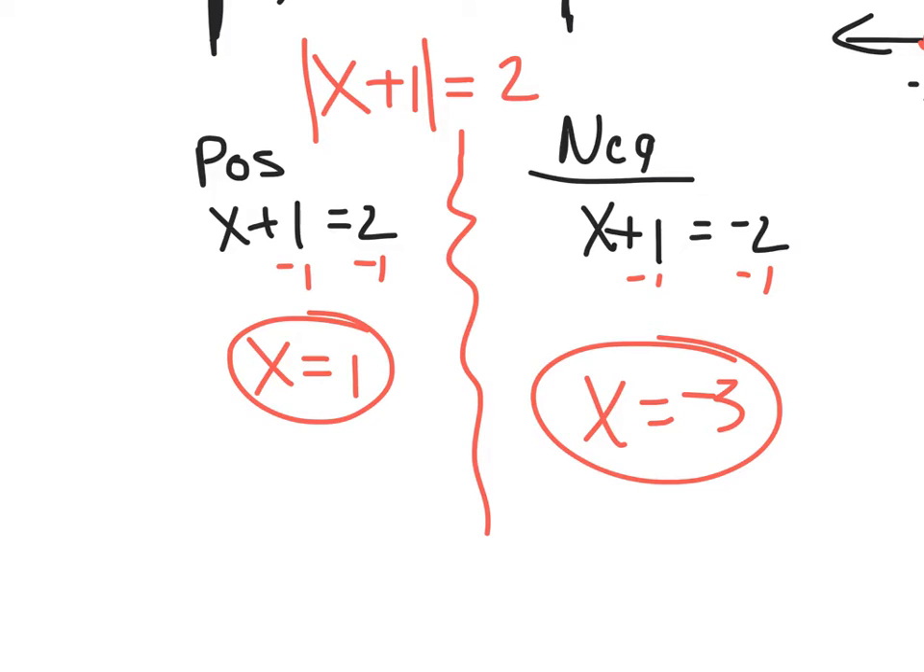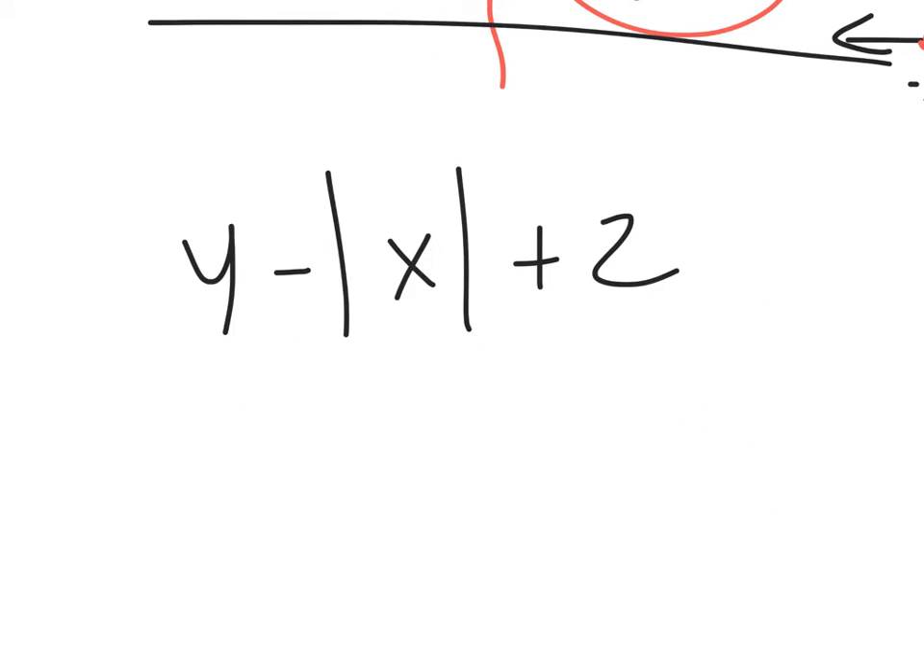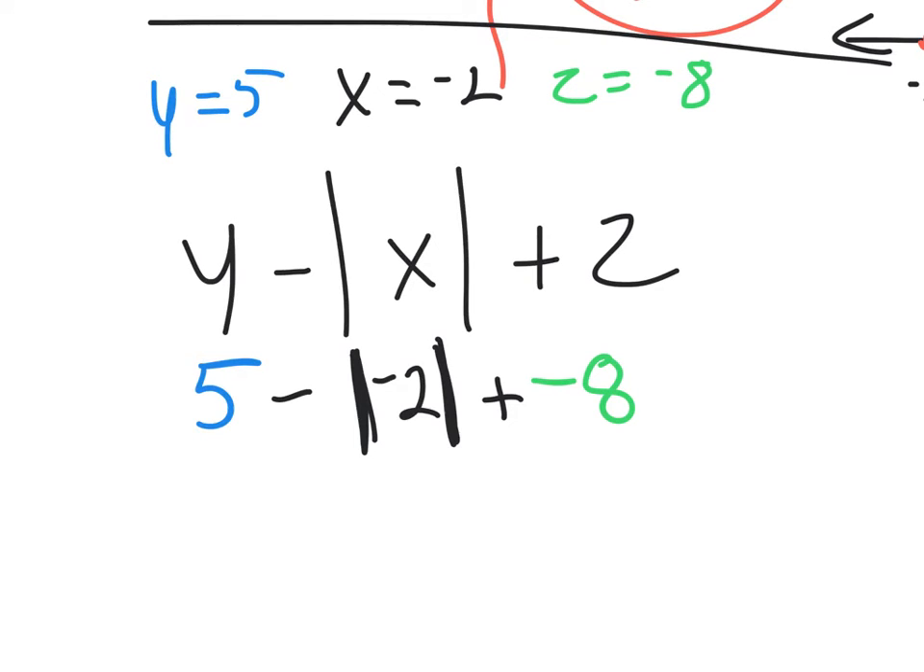And that's it. The only other section that will be asked on the quiz Friday is where I ask you to simplify, or I give you values and you plug in. So like let's say you had y minus the absolute value of x plus z, right? And I give you those values right there. So as you can see in this one, you just plug in your y value, your x value, and your z value, and then you simplify. It's not an equation, you're not solving.